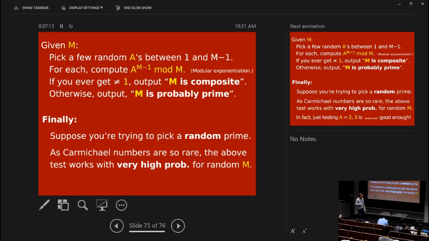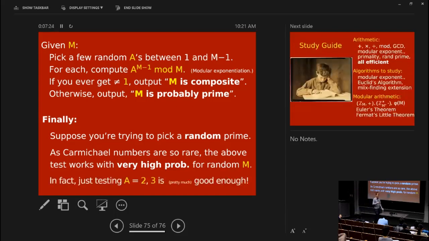And so you can also prove that this test works with high probability if m itself is random. So this simple thing works very well if you want to get a random prime number. In fact, you'll get the right answer with high probability even if you just test a being like 2 and 3. So this is a very efficient algorithm for generating a random prime number, more or less, that works with high probability.